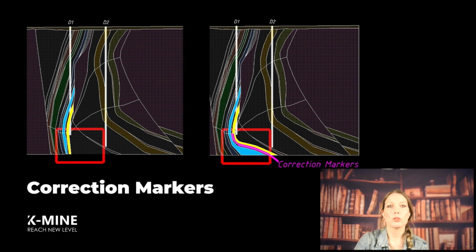Last year, we introduced a new feature to the algorithm. It's called correction markers. This setting allows you to fine-tune the thickness and position of the bed floor in the most challenging areas of the field. To use this, first create a wireframe surface from the bed floor in the areas where you want to adjust the contact positions and, as a result, the bed thickness.